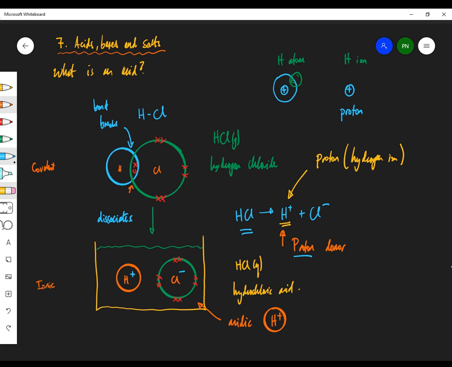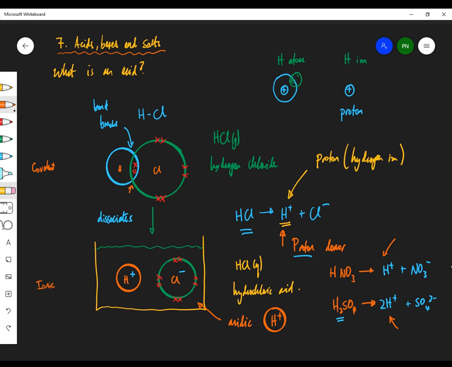Now have a look at the other two famous lab acids. You have nitric acid, and we've got sulfuric acid. These break up to give a proton and the nitrate ion here, and two protons and the sulfate ion here. As you can see, there are two hydrogens here, so this gives off two protons. So all acids dissociate to give protons.